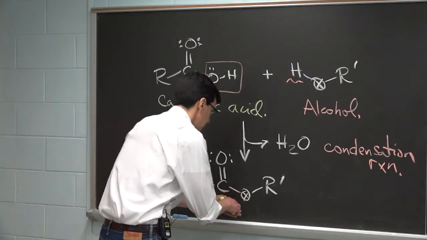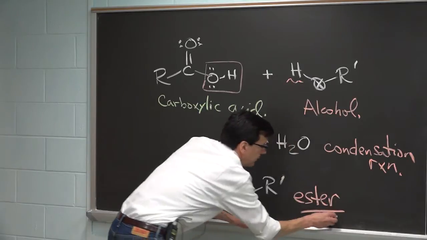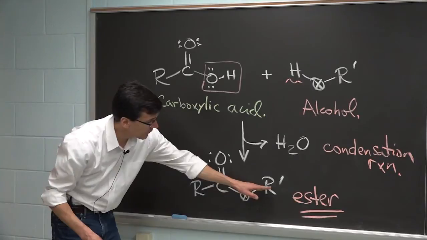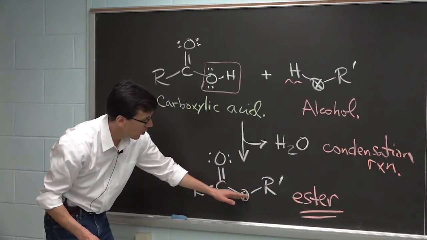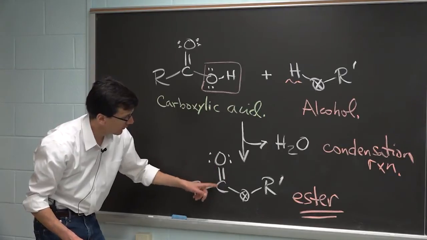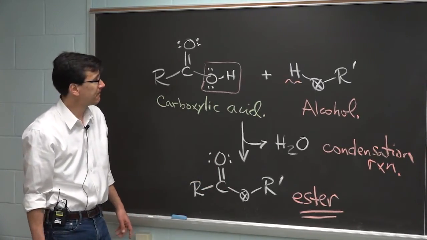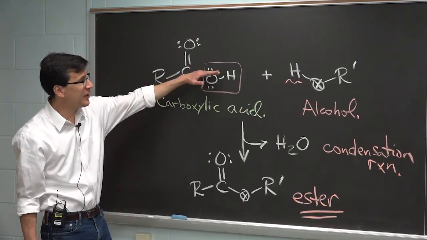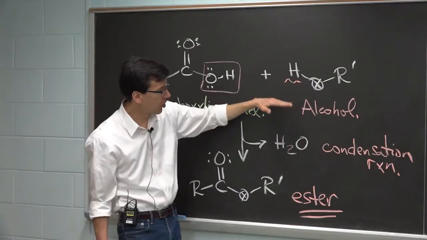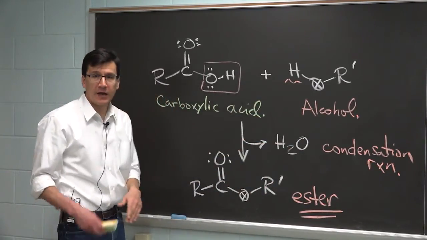This product is an ester, okay? It's not an ether. In an ether, you do have R prime OR, but this is not just a normal R group. It's a carbonyl, so that has a special name. This is an ester. So this is an esterification reaction of a carboxylic acid plus an alcohol, removal of water, and formation of an ester.